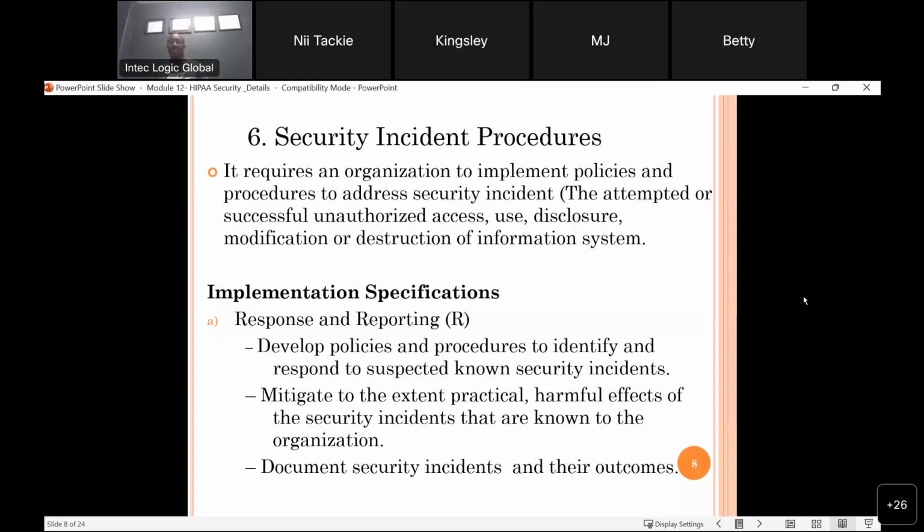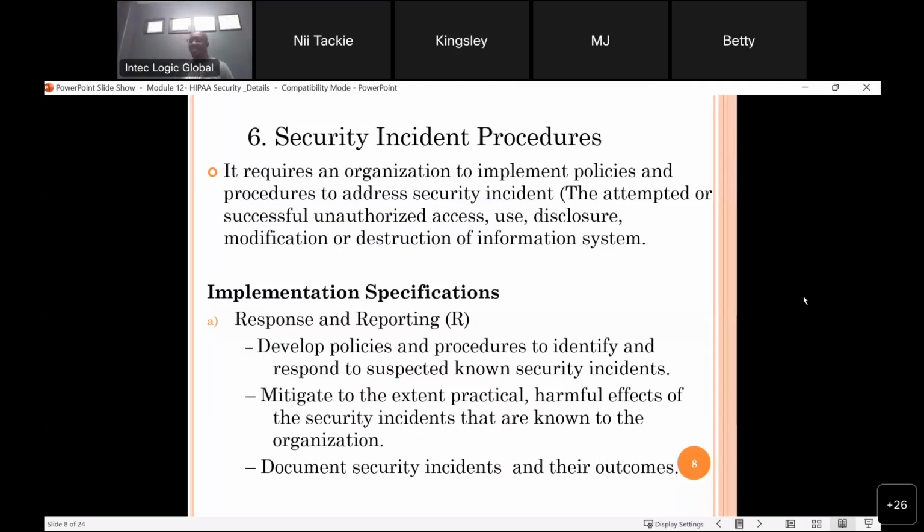Response and reporting is very, very important. Develop policies and procedures to identify and respond to suspected or known security incidents, right? There need to be policies and procedures. HIPAA is very strong on policies and procedures. Mitigate, to the extent practical, harmful effects of the security incidents that are known to the organization.